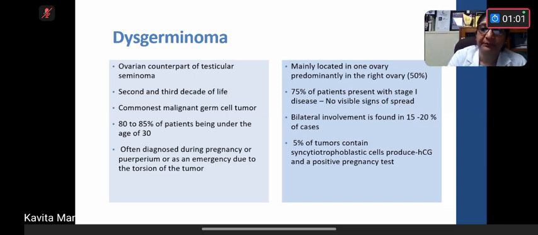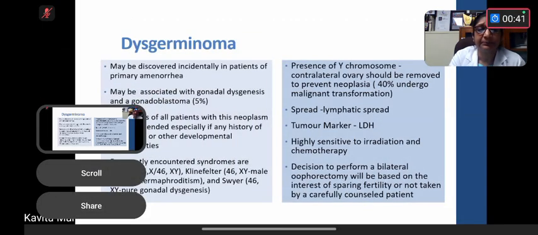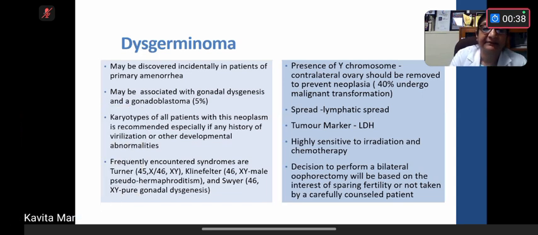So 75% of the patients present with stage 1 disease, bilateral involvement in 15 to 20%, and 5% of these tumors have syncytial trophoblasts. So therefore, along with LDH, there can be hCG production as well. So this pathology has already been spoken about, and one important thing I wanted to highlight again is whenever you're suspecting a dysgerminoma, always do a karyotype, because this can be associated with dysgenetic gonads and therefore a higher incidence of neoplasms, and if there is a presence of a Y chromosome. The tumor marker for dysgerminoma is LDH.